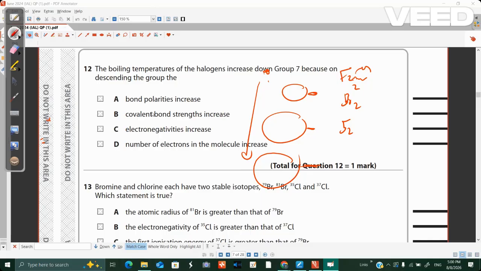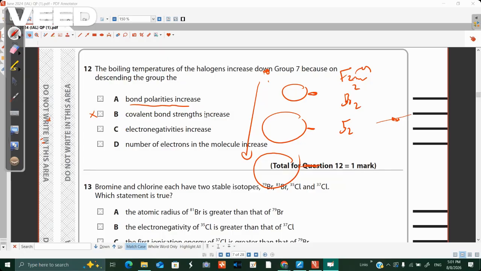So bond polarities are not related because we are talking about ID forces, because these polarities are not permanent polarities. Covalent bond strength increases? Actually, covalent bond strength is decreasing when the molecule is getting larger and larger. It is easier to break these, right? So it's the other way around, wrong. But anyway, even if covalent bond strength were increasing, it is still wrong because it doesn't tell you anything about ID forces, right?